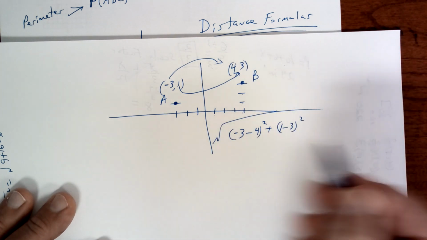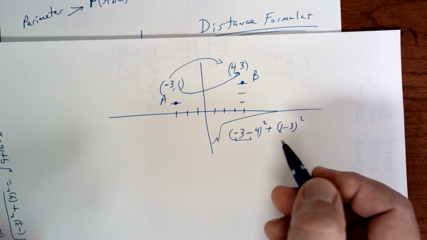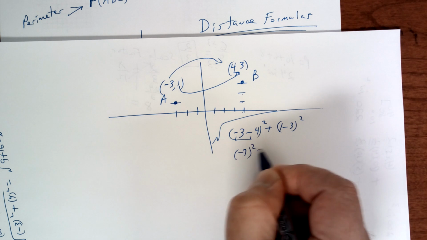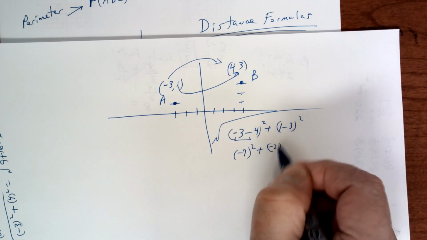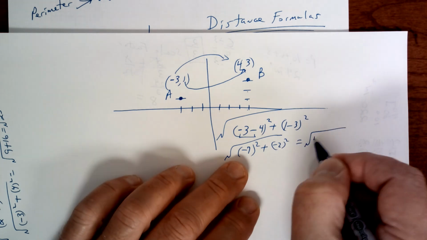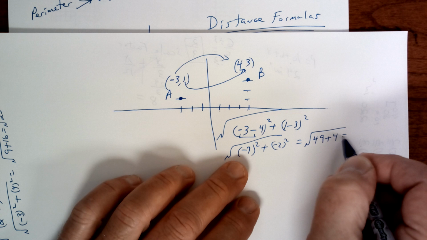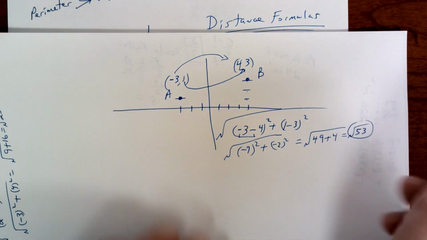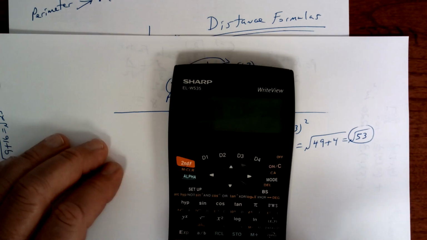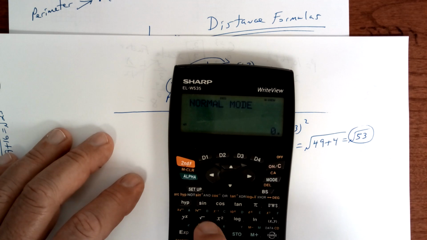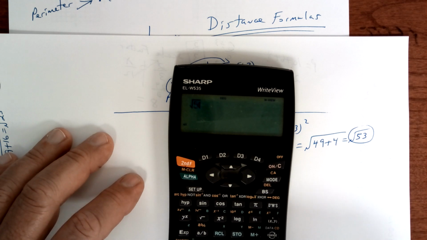This is a negative and a negative, but you got to add them because the signs are the same. So that's a negative 7 squared. This is a negative 2 squared. So this becomes 49 plus 4, which equals the square root of 53. And then you use your calculator. So get your calculators out. Remember, if you don't have one, you lose points, okay? So I'm going to hit square root of 53. And I get 7.3.